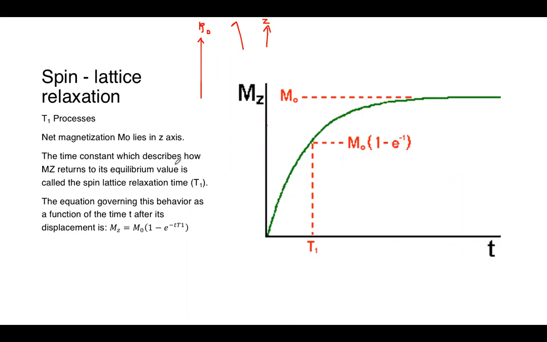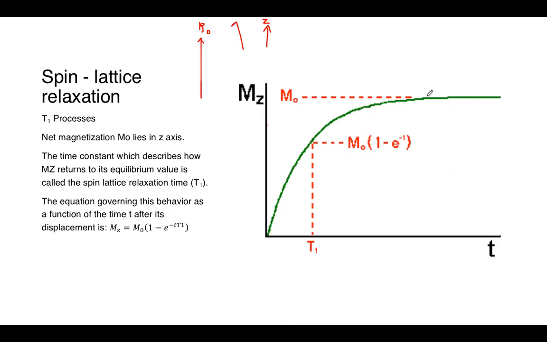The time constant which describes how Mz returns to its equilibrium value is called the spin-lattice relaxation time, which is T1. The equation governing this behavior as a function of time t after its displacement is Mz equal to M0 times 1 minus e to the minus t over T1, where t is the time and T1 is the position at which we reach the midpoint on this curve here. This is just first order kinetics. It's just a normal exponential graph, where M0 is the maximum value here.